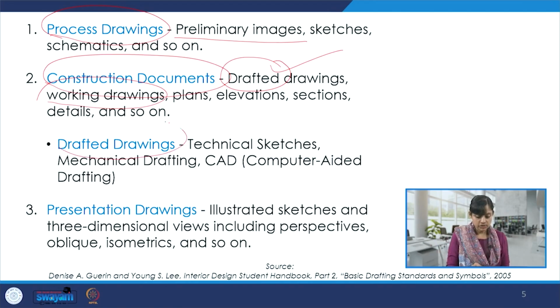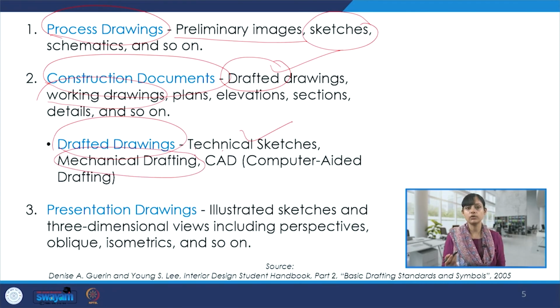Now the drafted drawings could be technical sketches. Rather than preliminary sketches, technical sketches would be on scale. They would have some kind of technical detail. And other than technical sketches, there is mechanical drafting when we talk about drafted drawings. There is also computer aided drafting, which is like your CAD drawings.